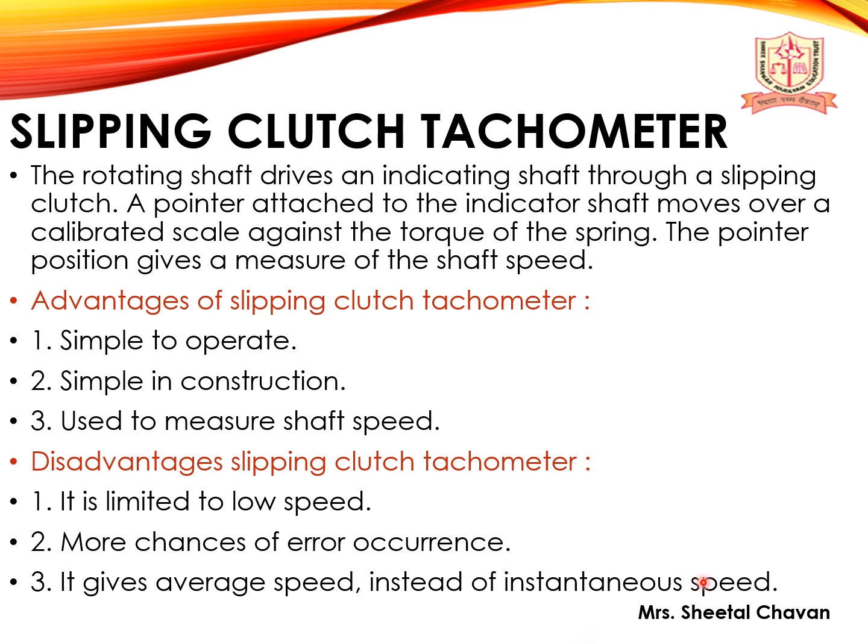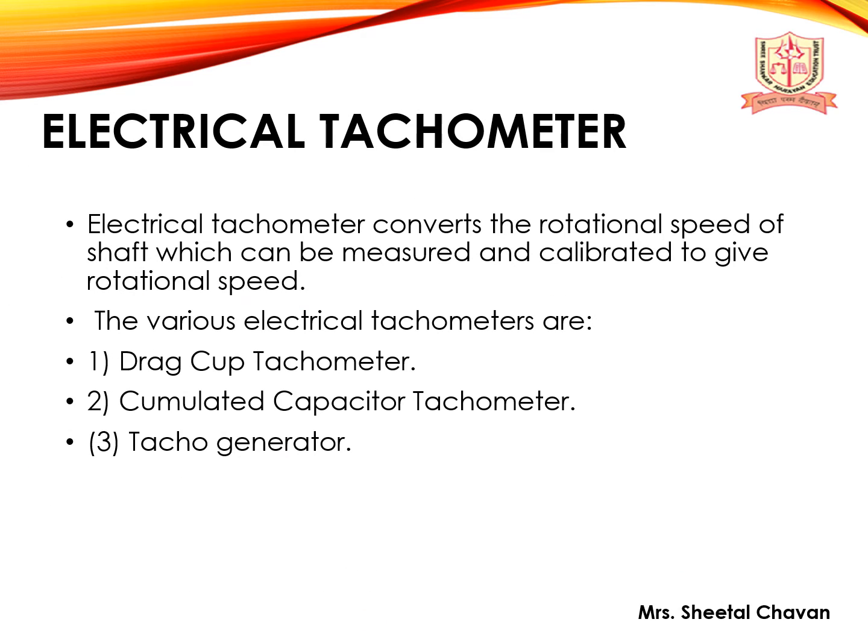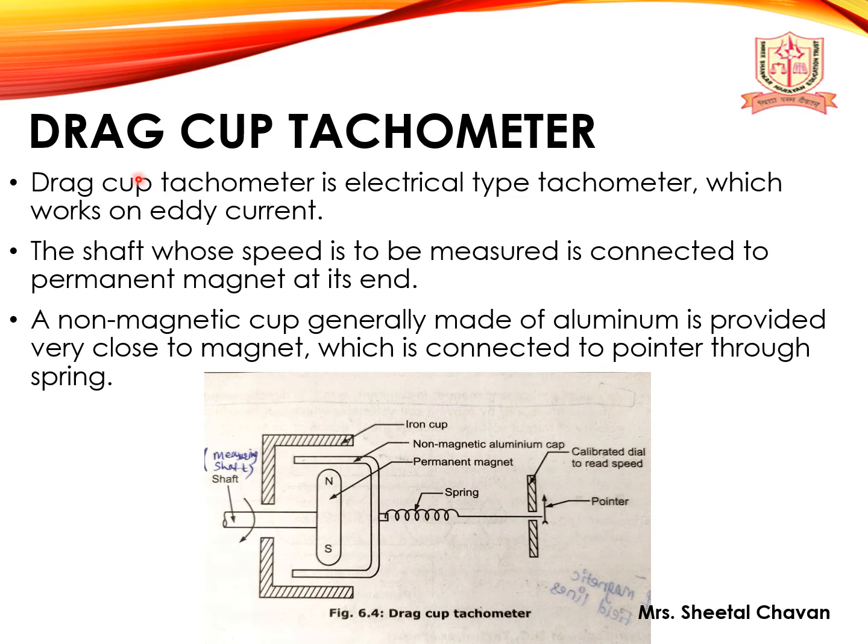The next one is the electrical tachometer. The electrical tachometer converts the rotational speed of the shaft into a quantity which can be measured and calibrated to give the rotational speed. The various electrical tachometers are the drag cup tachometer, commutated capacitor tachometer, and tacho generator. First, the drag cup tachometer.